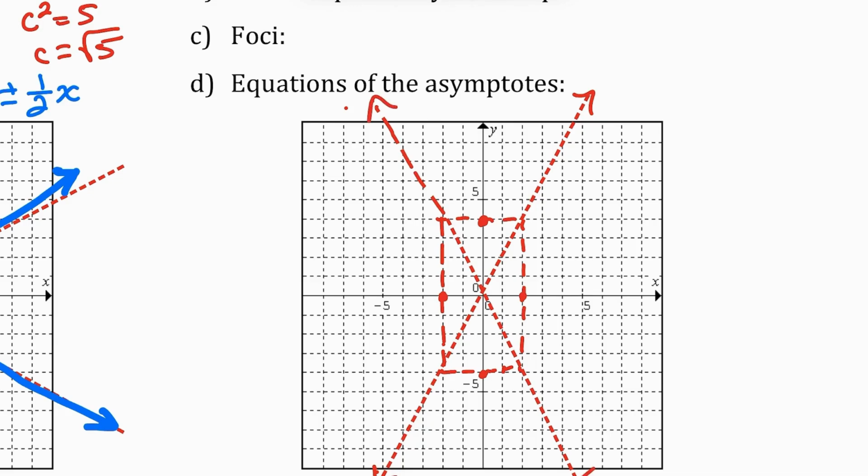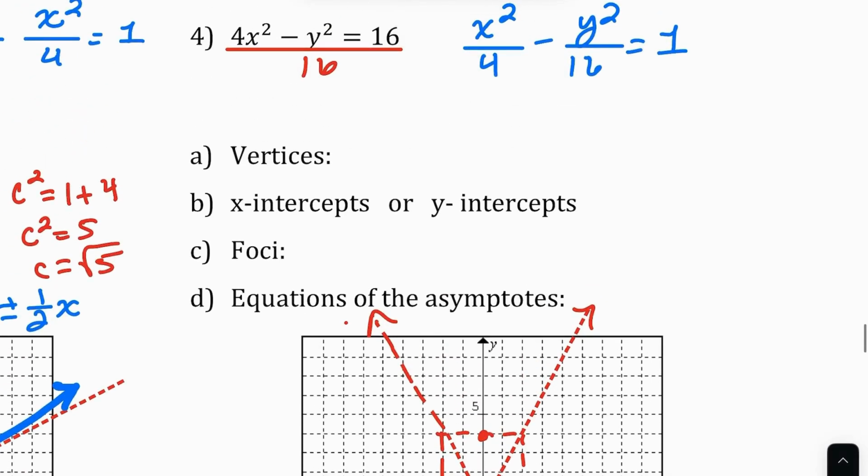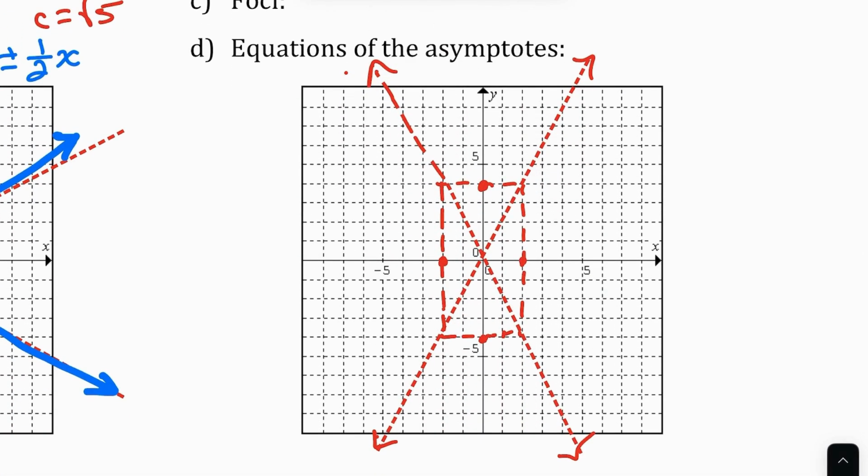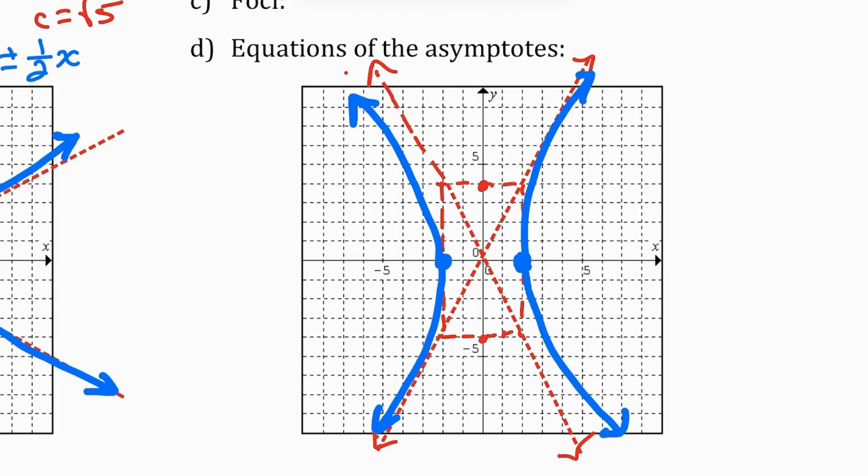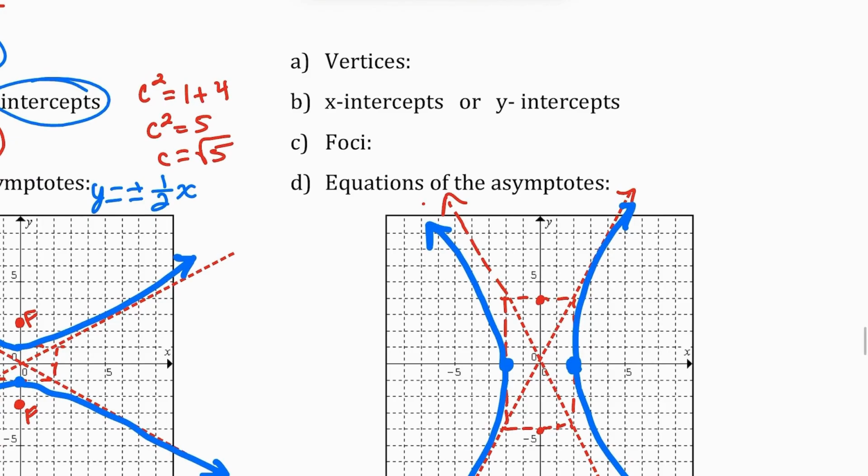So since our equation starts off with x squared, our hyperbola is going to open left and right. So I'm going to go this way, and that way, and then this way. Oop, that's too much. That way, and that way. So our vertices end up being at plus or minus 2, 0.